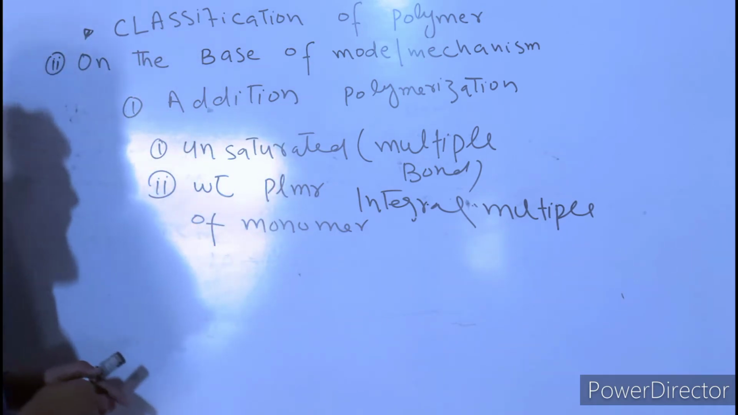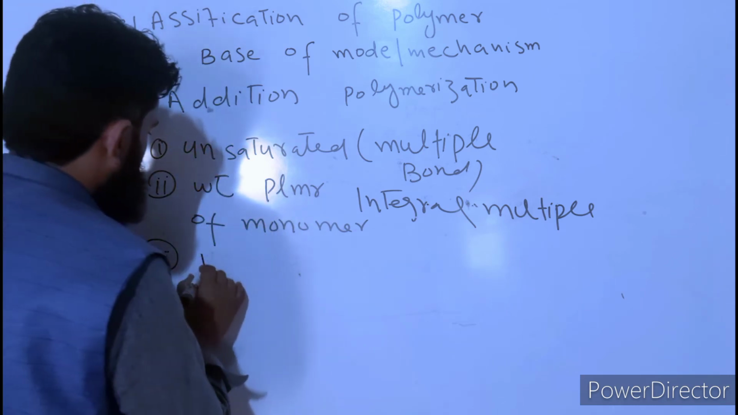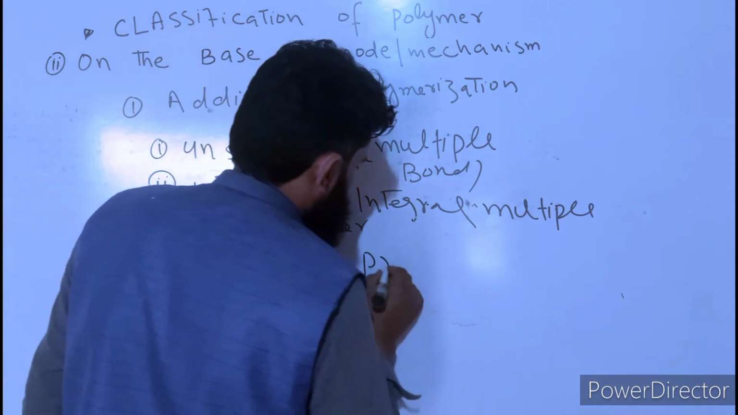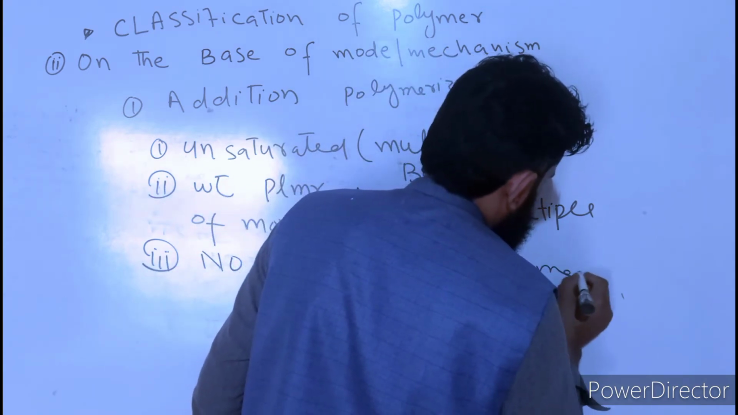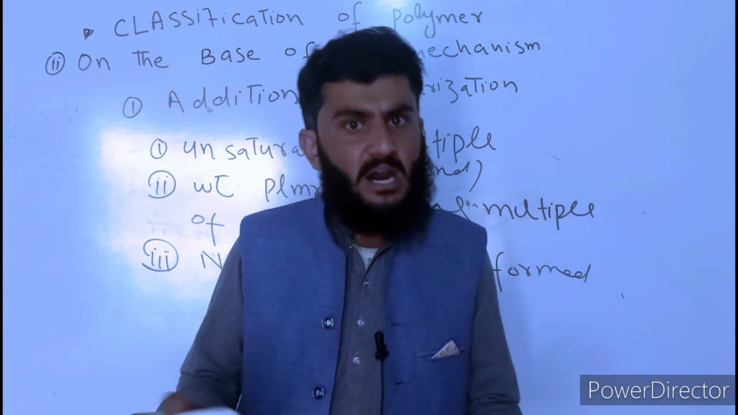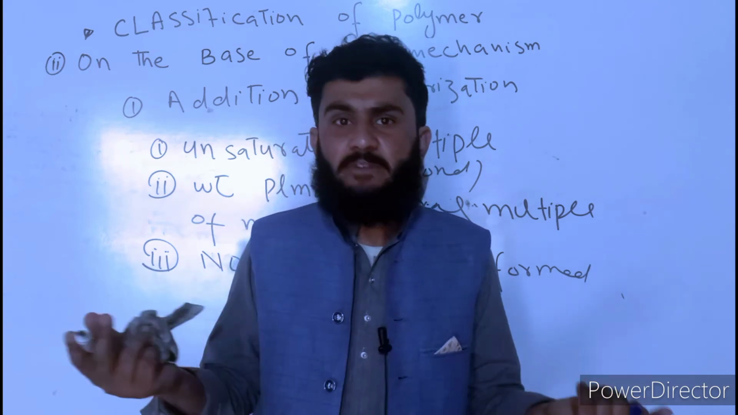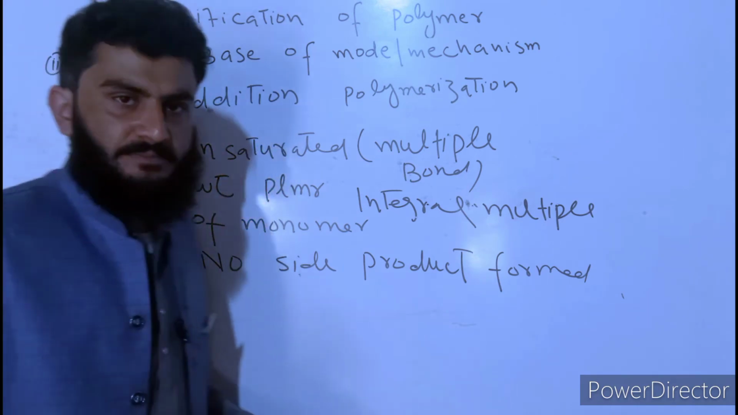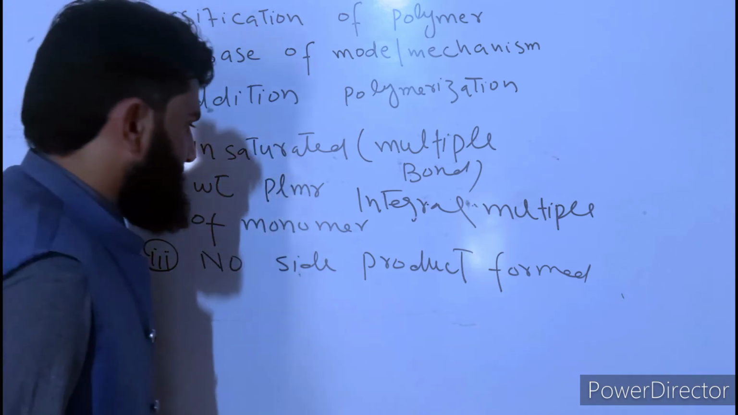Okay, so I want to go ahead. The next property of the addition polymer is that no side product is formed, or you can also write as no elimination of atom or group of atoms occurs. Clear? So note this property, and I want to share it practically.